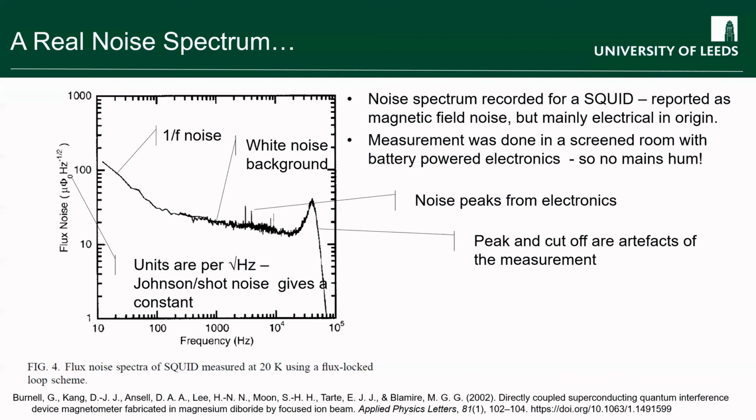And then finally, you see this big, wide, broad peak and then a drop off. That's actually an artifact of how we did the measurement. It's in fact the measurement electronics failing to record the signal, and so you get this sort of artifact appearing. If we didn't have that and we had perfect electronics, the white noise would just carry on at that level indefinitely as we went to higher and higher frequencies. But this is typically what you'd expect to see as the background of your measurement.